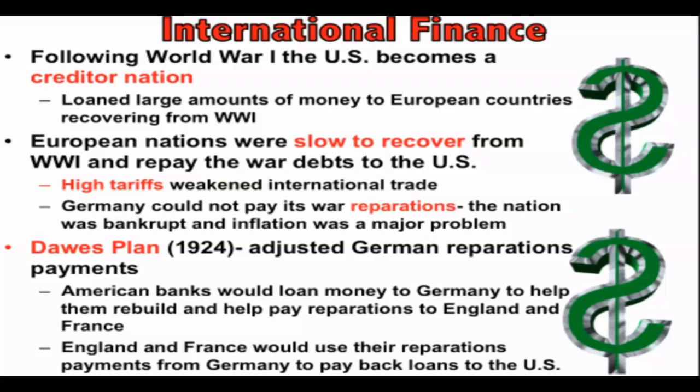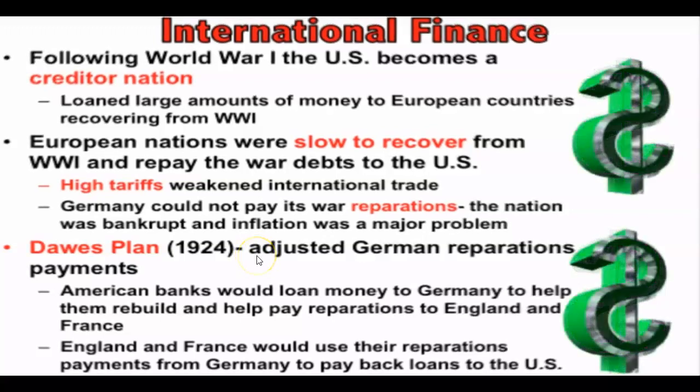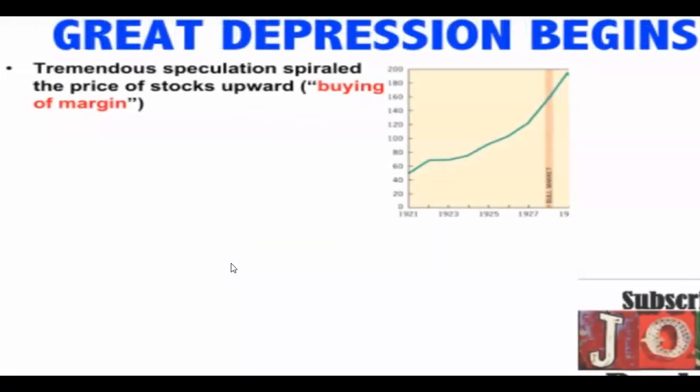They would help recover and rebuild, and they would use their payments from Germany to pay back their loans to the United States. That was the triangle. That was the idea. But the Dawes Plan actually failed in the end, because by 1929 the stock market would crash and the world would fall into a Great Depression. Okay, so the Great Depression is going to begin.